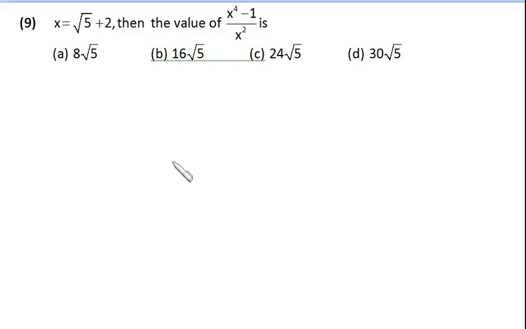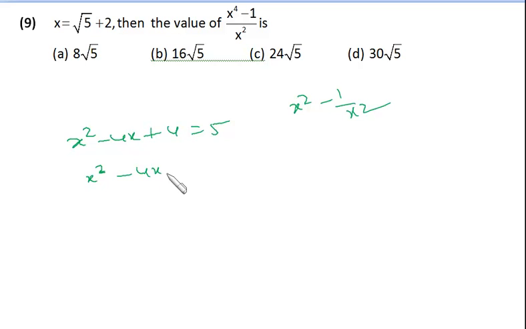Once again, x square minus 1 upon x square, right? So x minus 2 whole square is equal to 5, x square minus 4x plus 4 is equal to 5. So x square minus 4x is equal to 1 divided by x. x minus 1 upon x is equal to 4. x square plus 1 upon x square minus 2 is equal to 16.